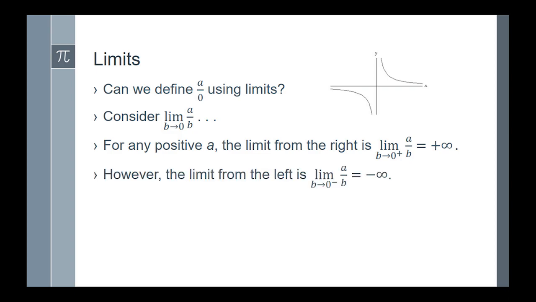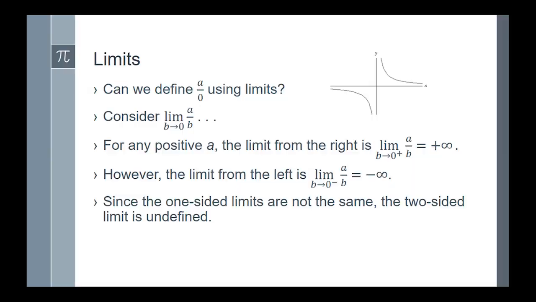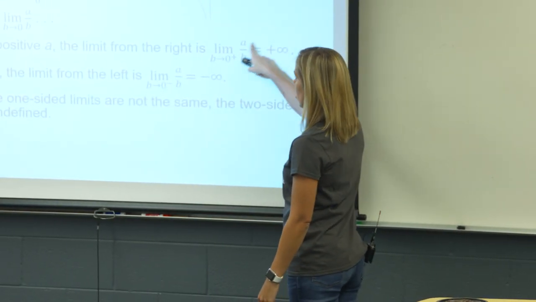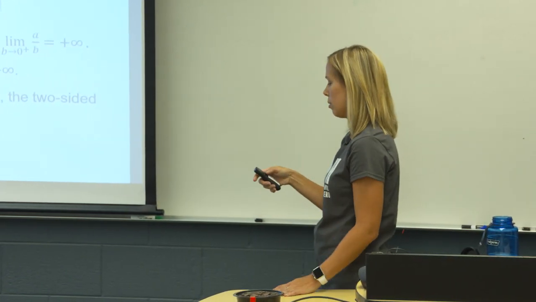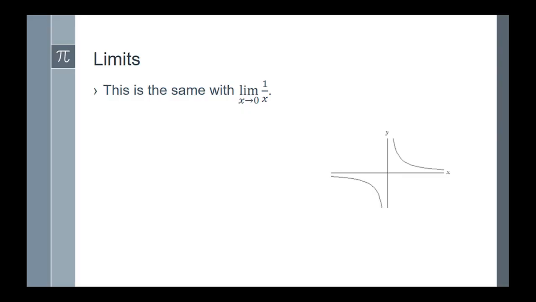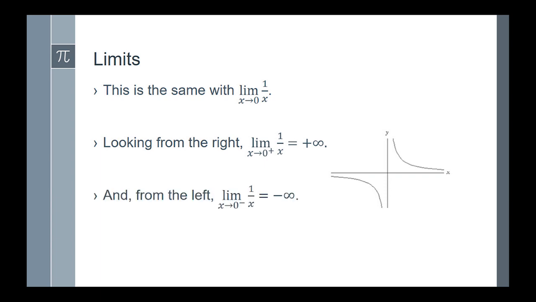We're approaching infinity. However, if we look at the limit as b approaches 0 from the left of a over b, it is negative infinity. So we have two one-sided limits that aren't the same, so we cannot define the two-sided limit because they don't agree with each other. This is the same as the limit as x approaches 0 of 1 over x. From the right we're approaching positive infinity, and from the left we're approaching negative infinity. Since they don't agree, the limit does not exist.